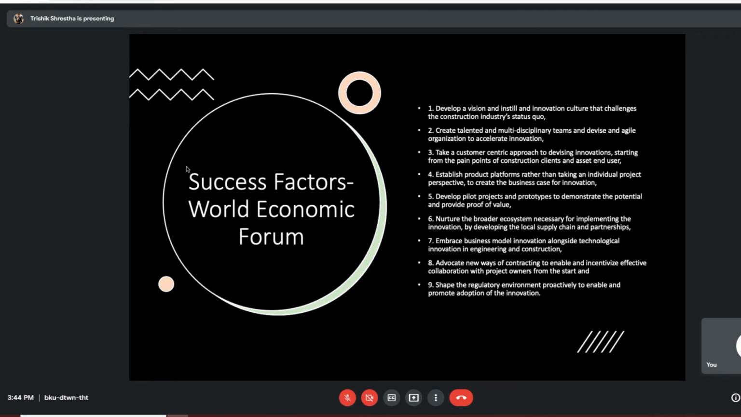Advocate new ways of contracting to enable and incentivize effective collaboration between project owners from the start. Making sure that you have this communication with your clients, saying that okay, we want to do things as well as possible and we will try to enhance things as we go along. Are you going to be on board with our decision to continuously improve our operations and continuously ask the project owners to be involved? Because if you don't ask your project owners to be involved, then there's going to be, I'm saying this out of experience.